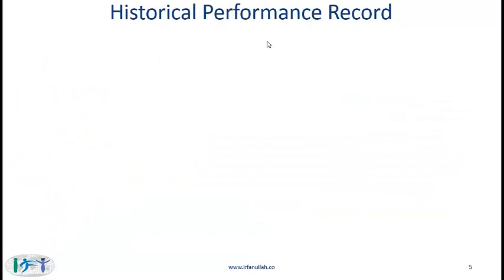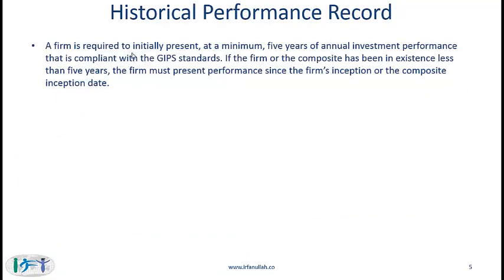Historical performance record. A firm is required to initially present, at a minimum, 5 years of annual investment performance that is compliant with the GIPS standards. If the firm or the composite has been in existence less than 5 years, the firm must present performance since the firm's inception or the composite inception date.